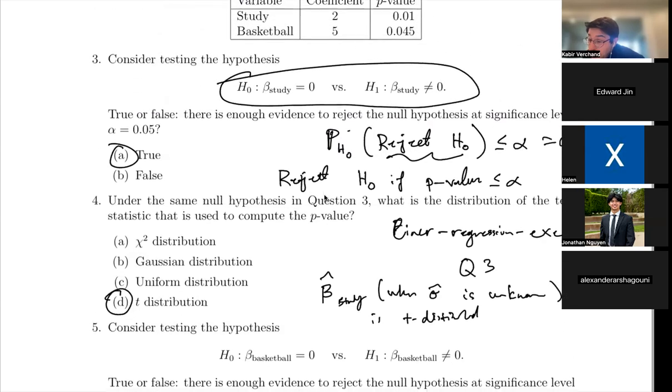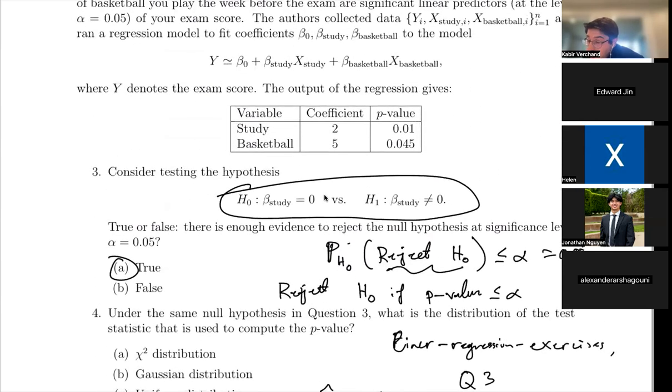Okay, so going through these, this seems to suggest that if we look at beta study in isolation, there does appear to be a linear relationship between the amount of hours that you study and the exam score. There also appears to be, in isolation, a linear relationship between the amount of hours you play basketball and your exam score.